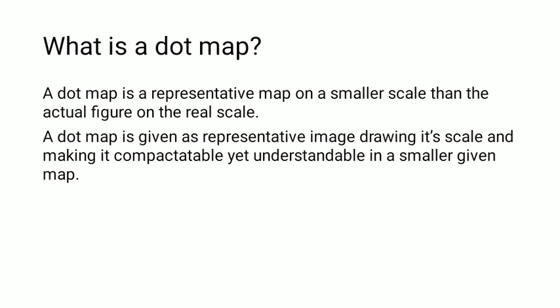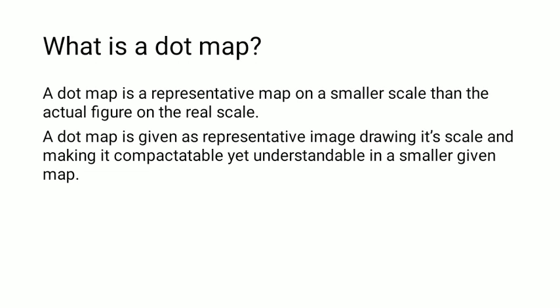Okay, so that is a dot map. A dot map is a representative image, drawing its scale and making it compactable yet understandable in a smaller given map. Now, what does the second point explain to us? We already know that a dot map is nothing but a map filled with dots.